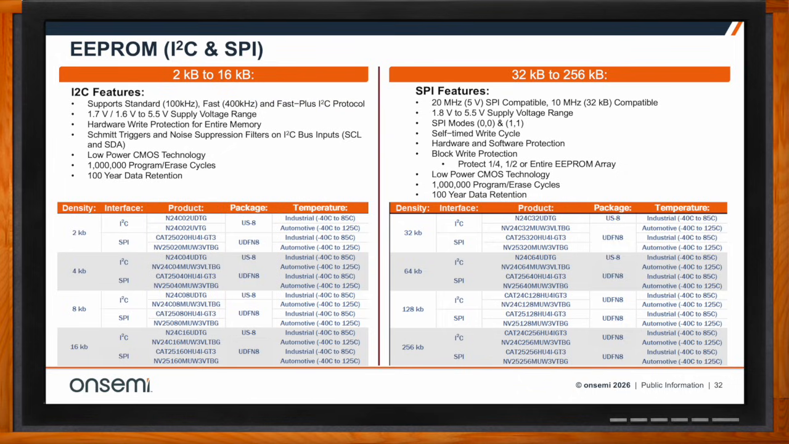And we have a full solution of that. And you'll note that we have 1 million program erase cycle capability or robustness with 100-year data retention robustness as well. So, Bob, we should also talk about LED lighting for these drone applications, right?